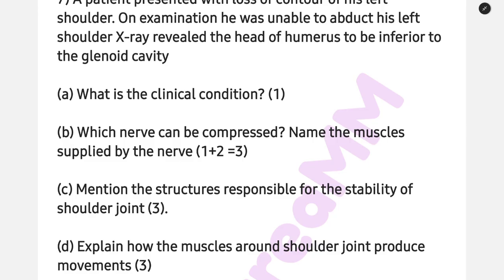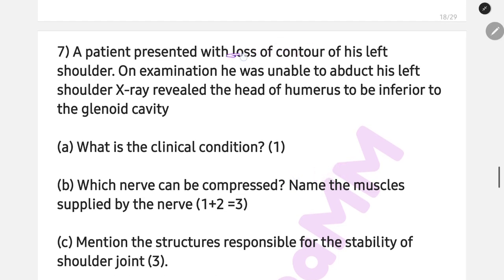Surgical neck of humerus is wound by the axillary nerve. See, they have given contour. The same question with altered words. Loss of contour they have given. Inferior dislocation of which side? Okay, you should mention the side. Okay, this is the left shoulder.